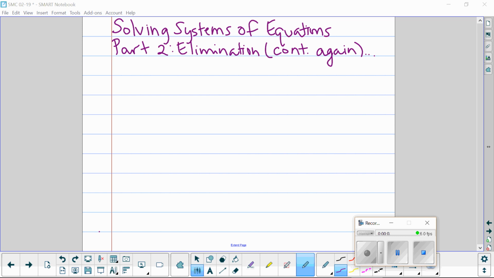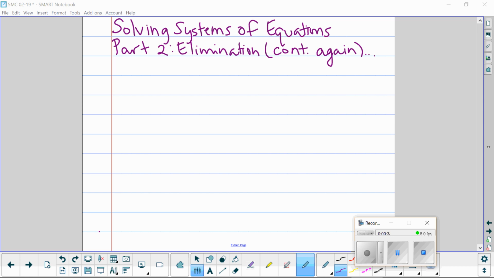Okay, so here we are in the final type of solving systems of equations. So this is still part 2, elimination, continued again for the very last time. And just like I've said before, whenever you encounter a systems of equations that you're going to solve using algebra, you should go through the types that we've covered in the order that we've covered them. That will ensure that you're solving it in the easiest way possible.